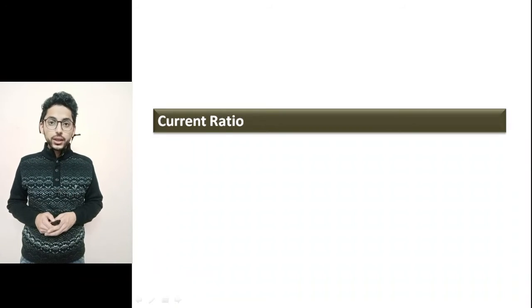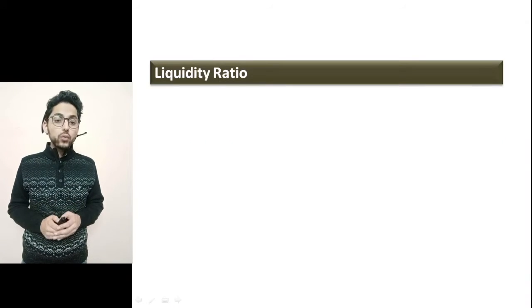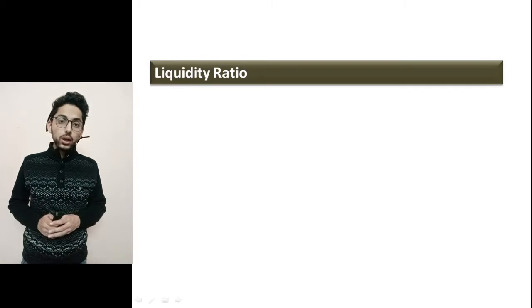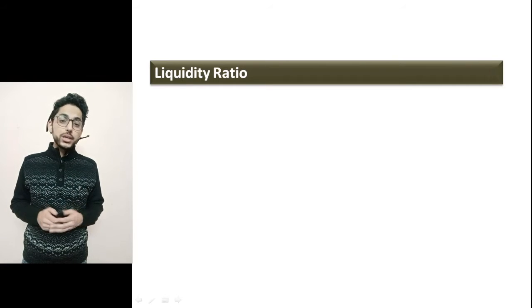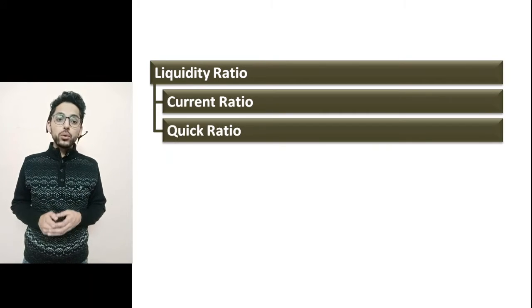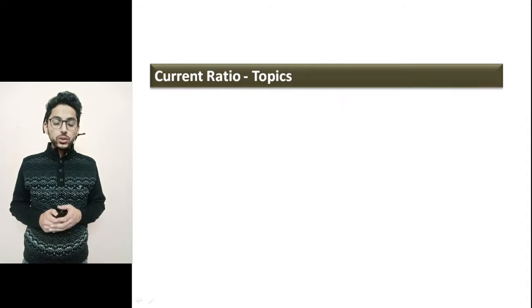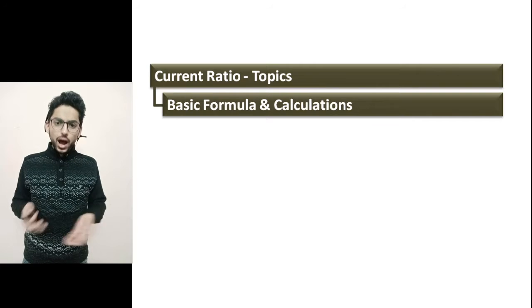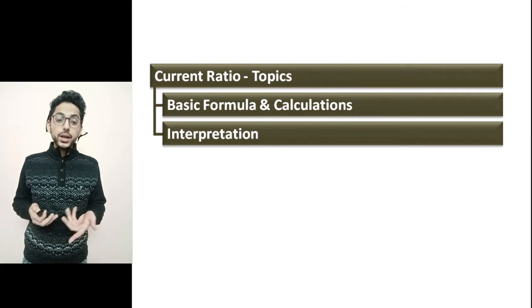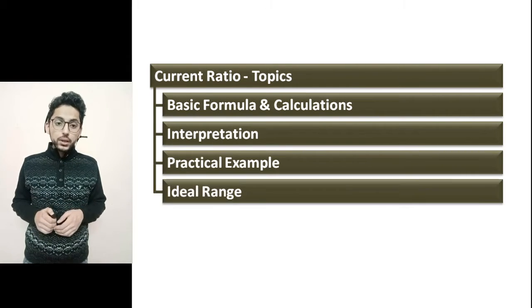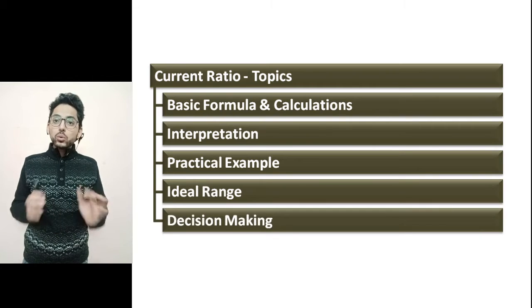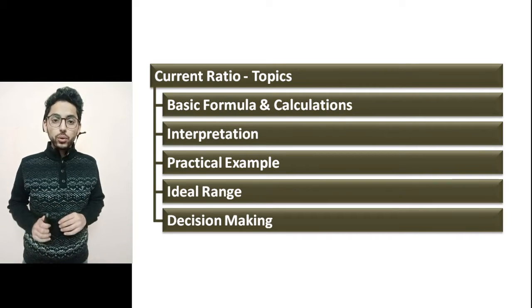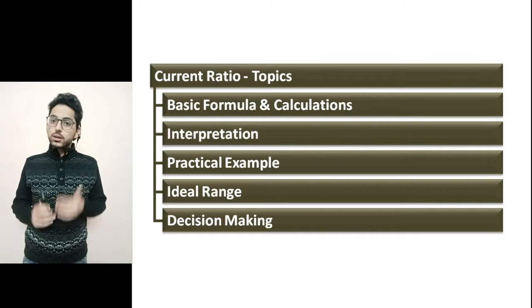Current ratio. This is basically a part of a bigger group, liquidity ratio. So liquidity ratio contains majorly current ratio, quick ratio and cash ratio. So what are the topics covered in this video? This video will cover the basic formula, how to calculate it, how to interpret it, what is a practical example, what is the preferable range, and how to take a decision basis this ratio. Let's talk about all these topics one by one.